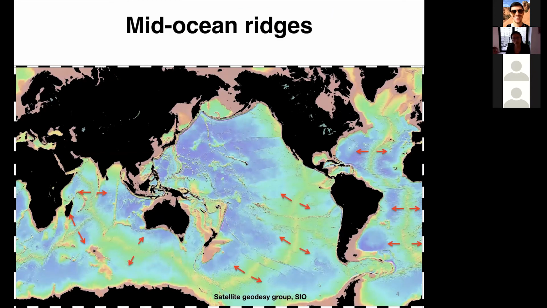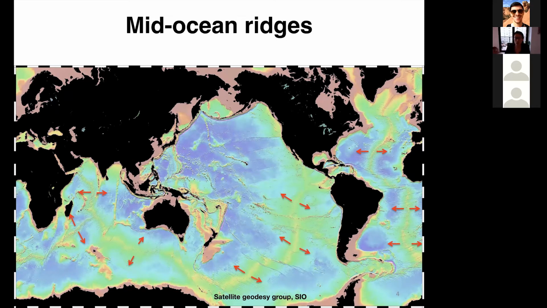Mid-ocean ridges are where oceanic plates are moving away from each other. Here's a bathymetric map showing mid-ocean ridges as bathymetric highs, highlighted in yellow. I think you guys can see my cursor, right? I hope so.